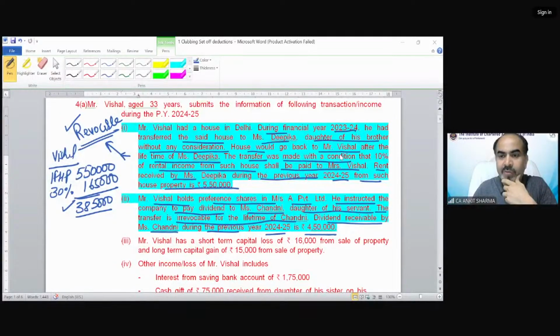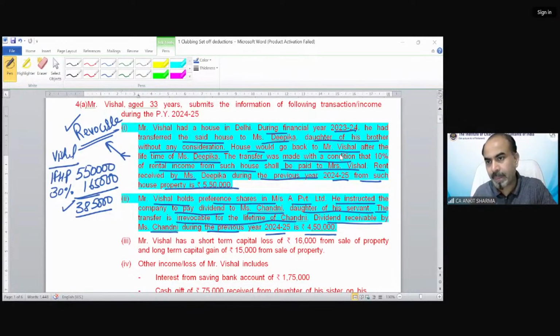Tanu is saying clubbed in the hands of Vishal because Chandni is not a relative and it is also irrevocable. So according to your explanation, Tanu, your answer should be that it is not going to be clubbed. Okay, Tanu is saying not going to be clubbed. Mani is saying clubbing is applicable. Shagupta is saying applicable. I am asking for a short reason, Shagupta, why it needs to be clubbed. Kushi has given the correct answer. Very good. Pooja also gave the correct answer. It's really good to see that almost 80% of students have given the correct answer with the correct reason. Aksa Banu is saying no clubbing as it is an irrevocable transfer.